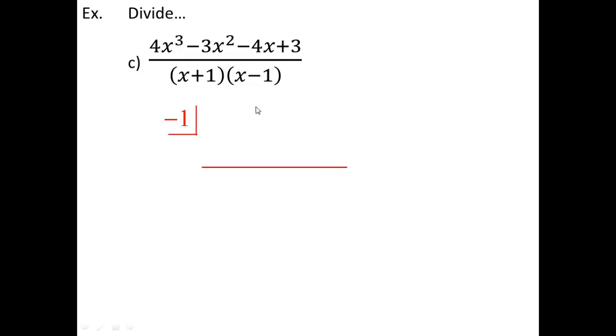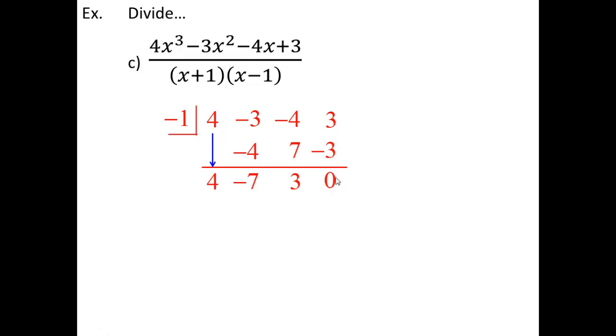So x plus 1 gives me a root of -1. I populate with my coefficients 4, -3, -4, and 3. Go through the process: drop the 4, multiply and add, multiply and add, multiply and add. So I have a remainder of 0.